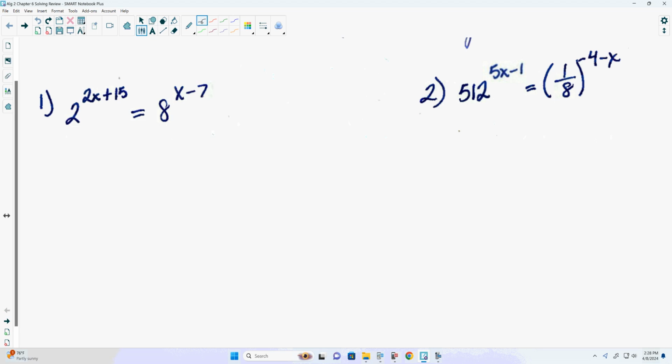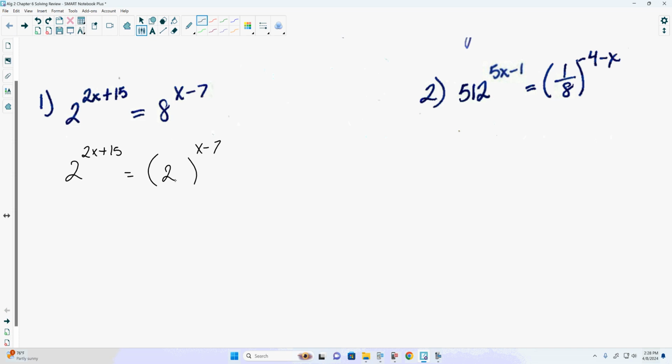Now, for these here, we need the bases to be the same. Now, 2 is as simplified as it gets. We can't reduce it any further. So that means we need to get both of them to have a base of 2. So we need to rewrite 2, or 8, as 2 to a power. 2 to what power would be 8?